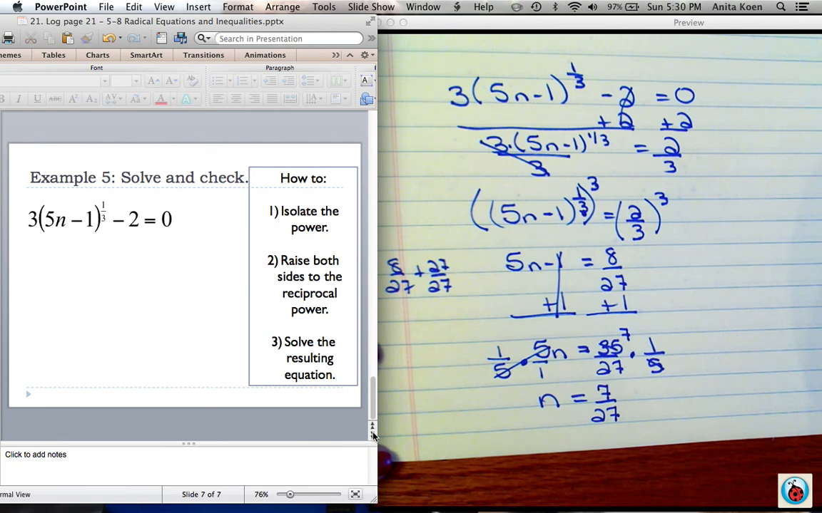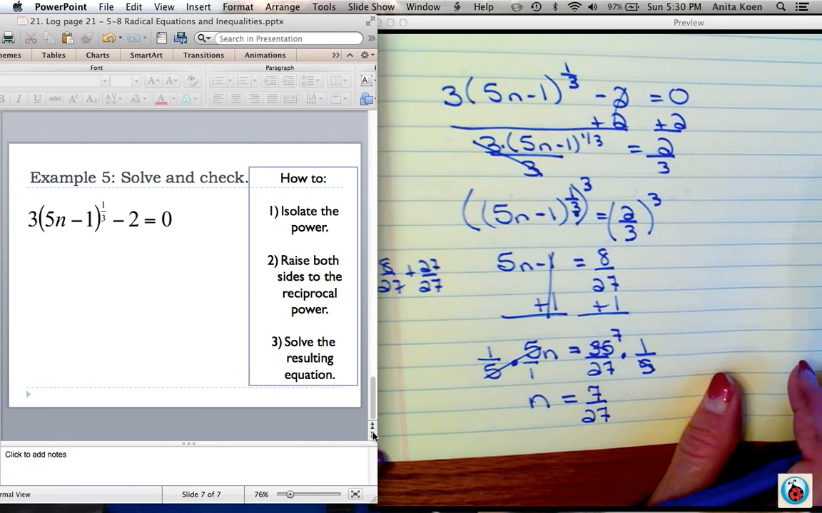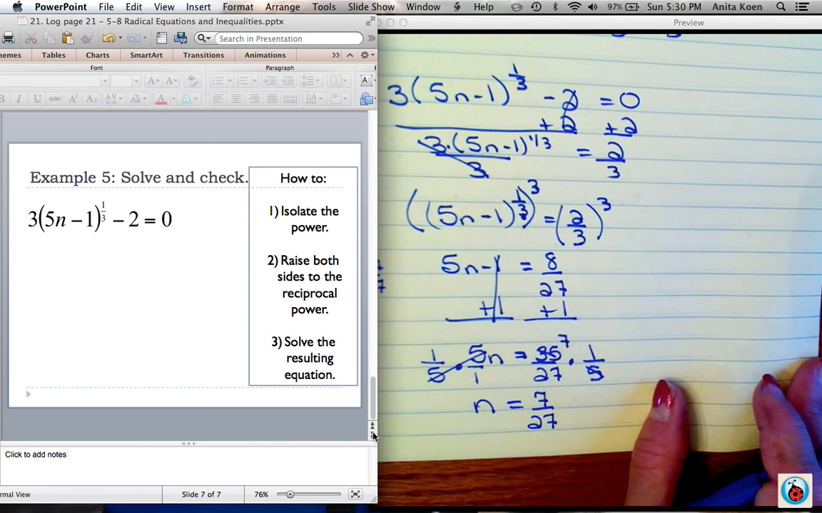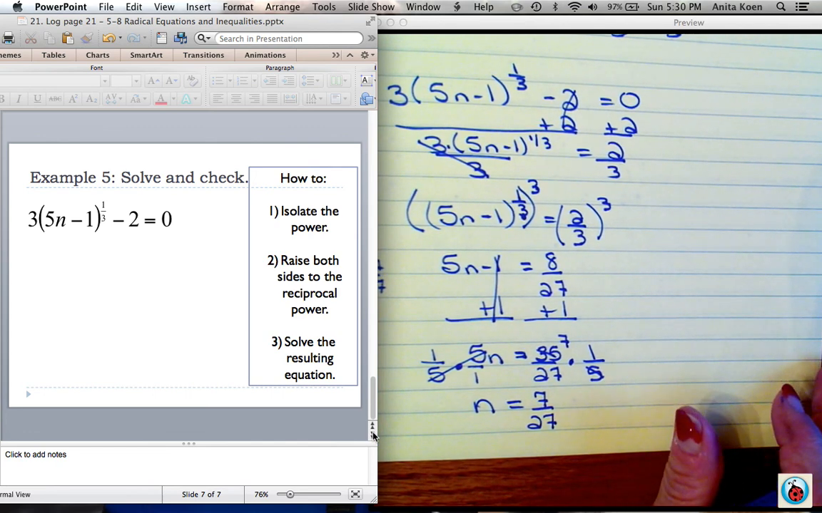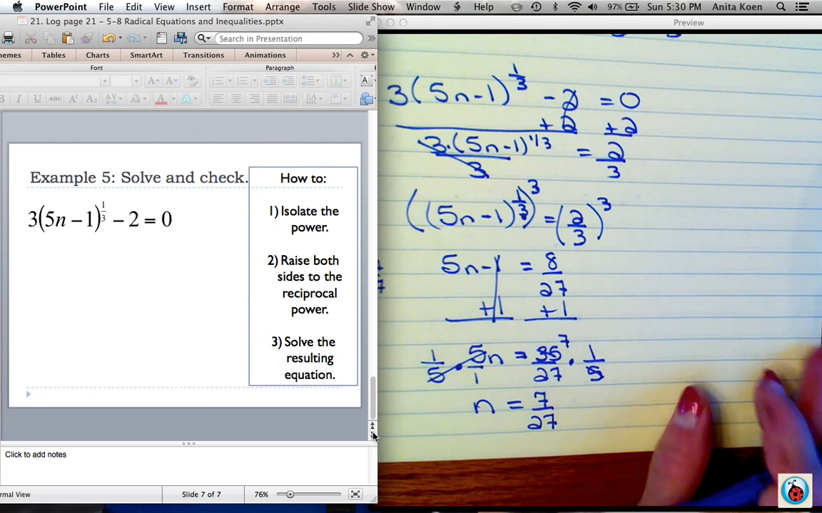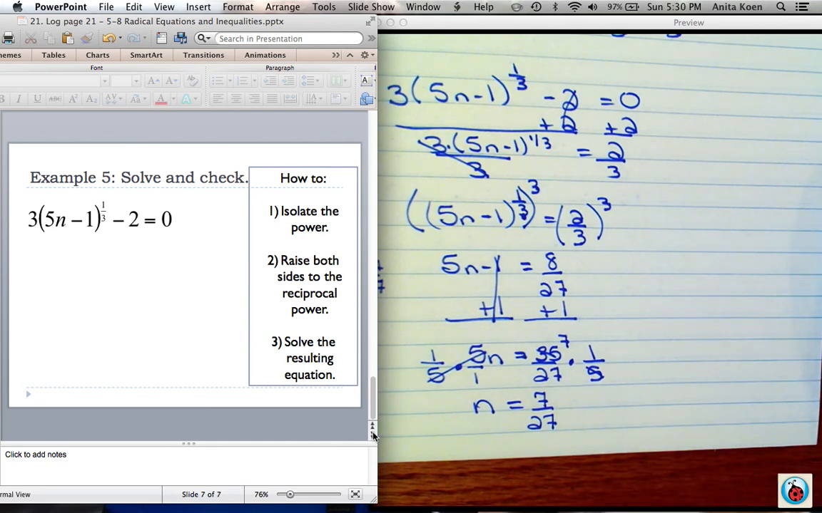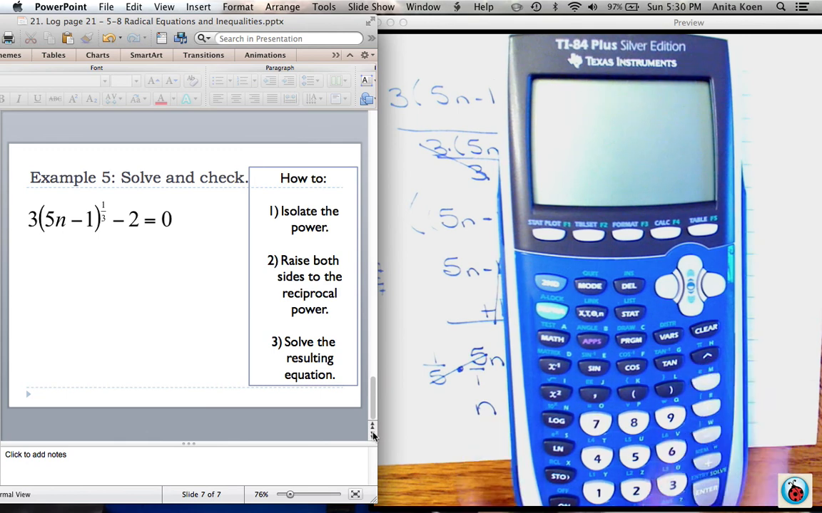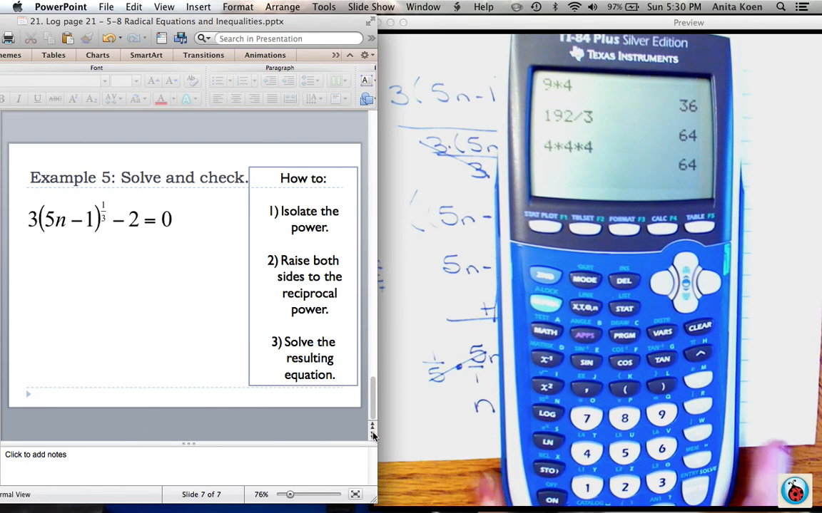All right, now we can go back and verify it. And on this one, if you wanted to verify it in your calculator, you certainly could do that. I don't have a problem with you verifying with your calculator. So let's look at how we can do that. Pull my calculator up here and put it underneath the document camera so that you can see it.